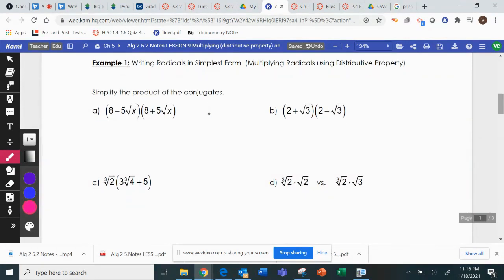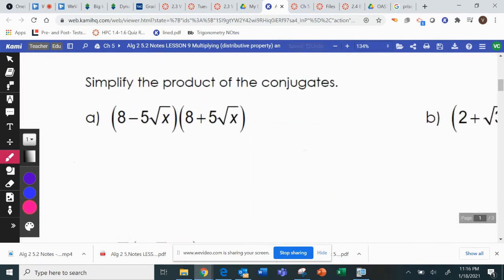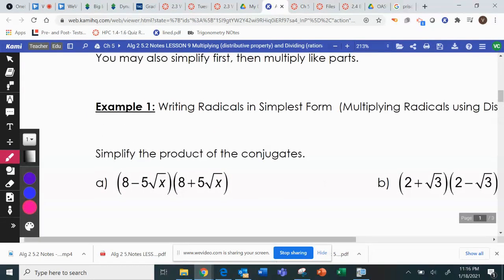To start out, we're just going to go ahead and multiply. This was in our last section. And actually, let's talk about conjugates real fast. Conjugates would be two binomials, A plus B and A minus B. The first term of both binomials is exactly the same. The second term of both binomials is exactly the same. We just have a different sign in the middle. So those are called conjugates.